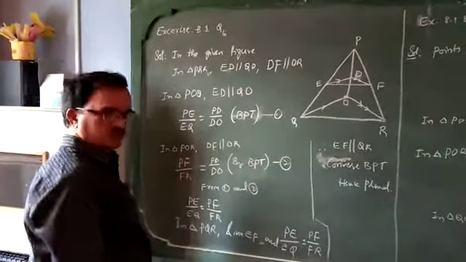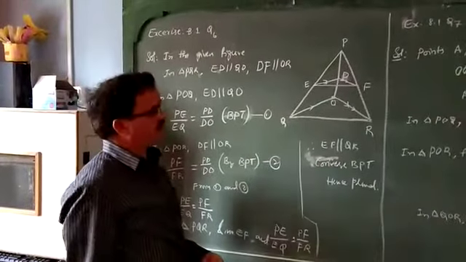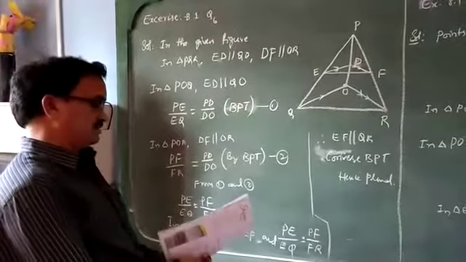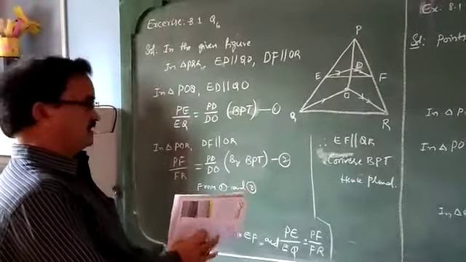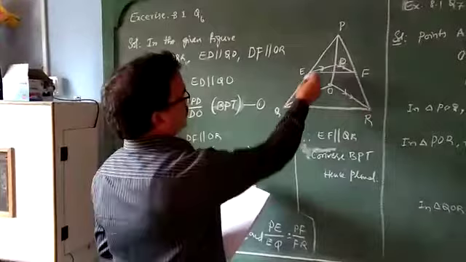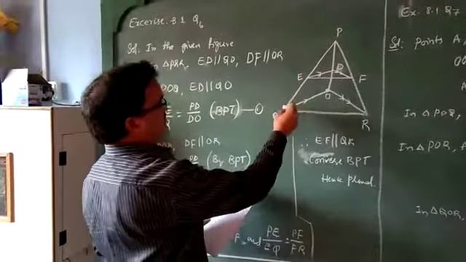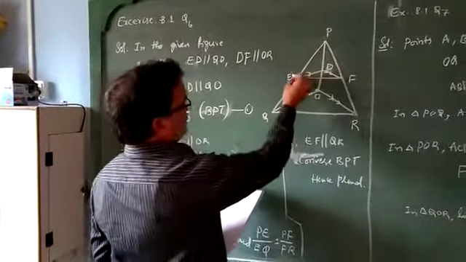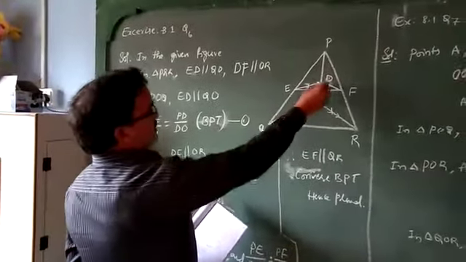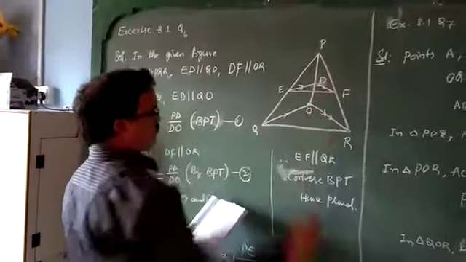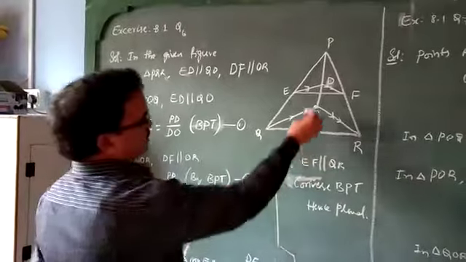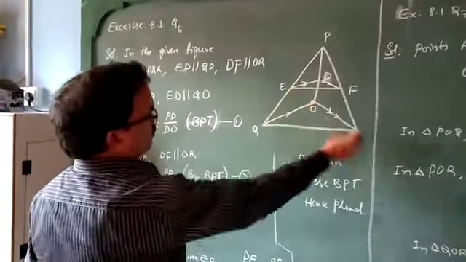Now today I am going to explain question number 5. In the given figure, DE is parallel to QO and DF is parallel to OR. Show that EF is parallel to QR.